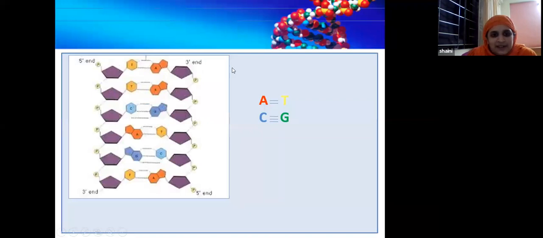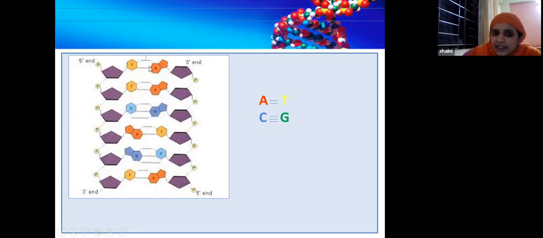Now, this is another view of the DNA. In the DNA, this is a backbone of the sugar and phosphate, and these are the nucleic acid bases. So, the 4 important nucleic acid bases you have in DNA are adenine, thymine, cytosine, and guanine.